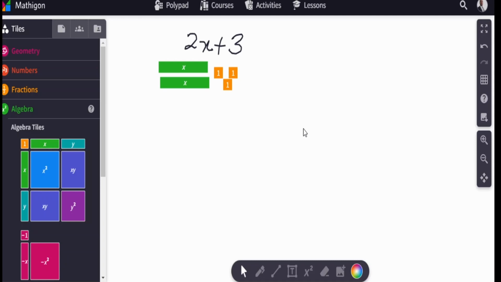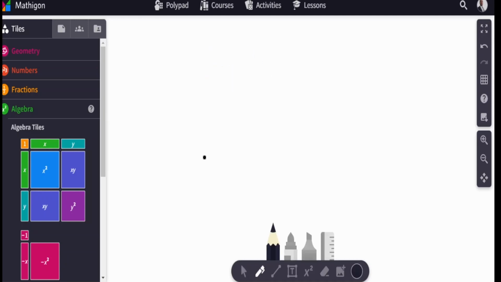Let's start with multiplying a binomial with a monomial. A binomial is simply an expression that has two terms. So for example, the expression we have here, 2x plus 3, is a binomial because it has two terms that are separated by an addition sign. We'll start with a very simple expression like 3 multiplying 2x plus 3.